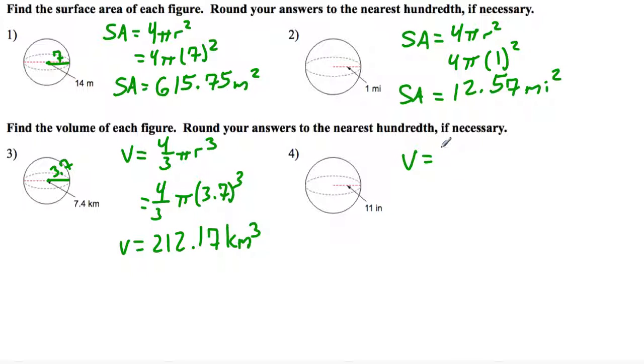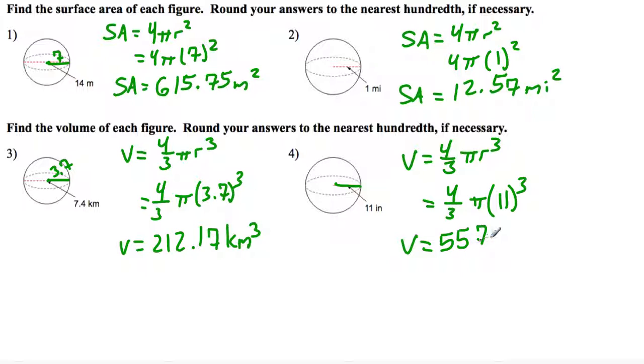And lastly here, volume is equal to 4/3 pi r cubed. So we get 4/3 pi times 11 cubed because that is our radius here from the center of that circle out to the very edge. So again, we have that 4/3 times pi times 11 cubed. And so we get that the volume is 5,575.28 inches cubed.